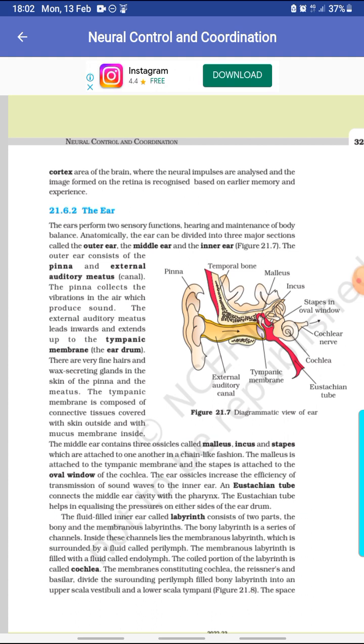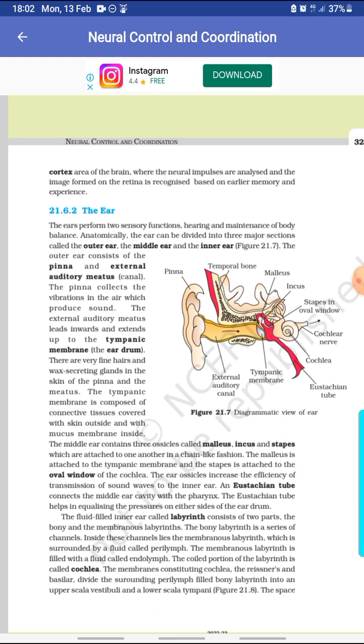The pinna collects the vibrations in the air which produce sound. The external auditory meatus leads inwards and extends up to the tympanic membrane or the eardrum. There are very fine hairs and wax secreting glands in the skin of the pinna and the meatus. The tympanic membrane is composed of connective tissues covered with the skin outside and with mucous membrane inside.